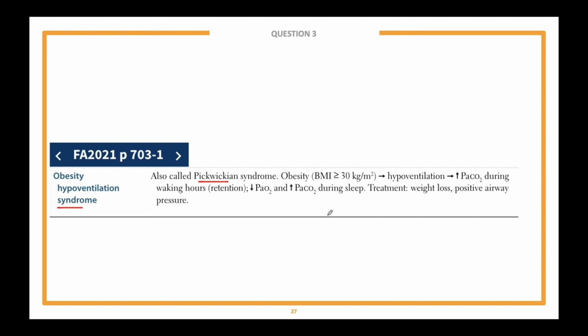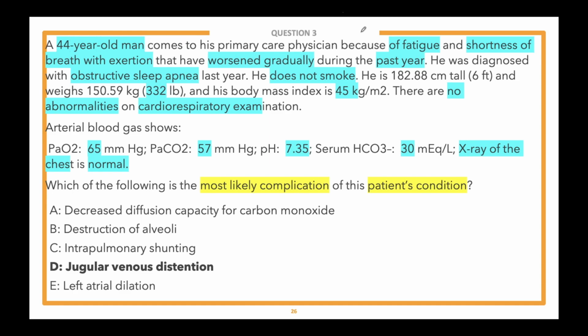Patients who are obese are in a state of hypoventilation because of their obesity. Their CO2 is retained in their body during their waking hours. It's also retained during sleep, and they also develop low oxygen. The best way to treat this is with weight loss and also with positive airway pressure at night. So in this patient, if we go back to the question, he likely has obesity hypoventilation syndrome.